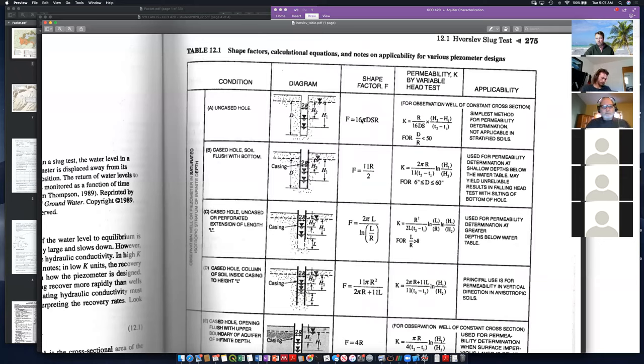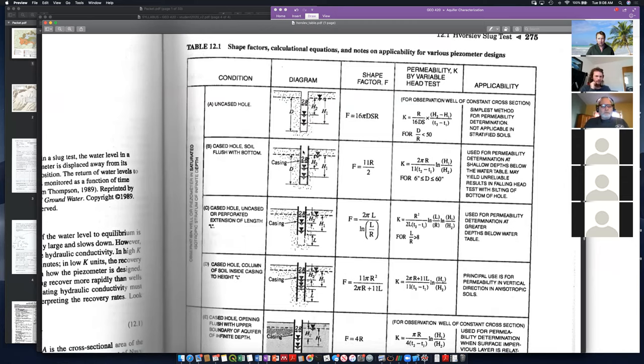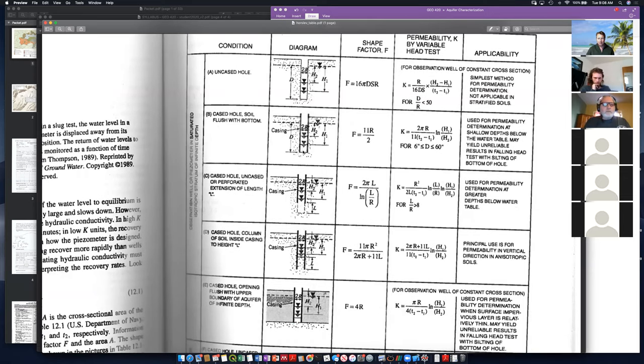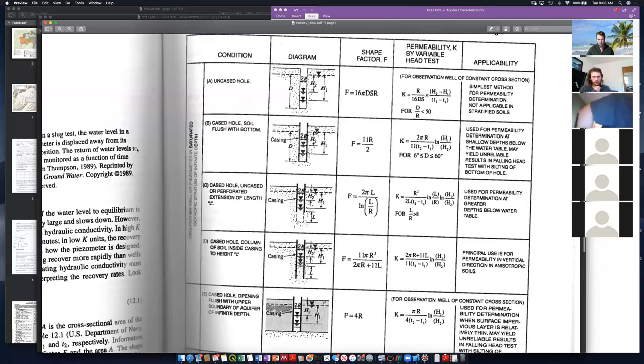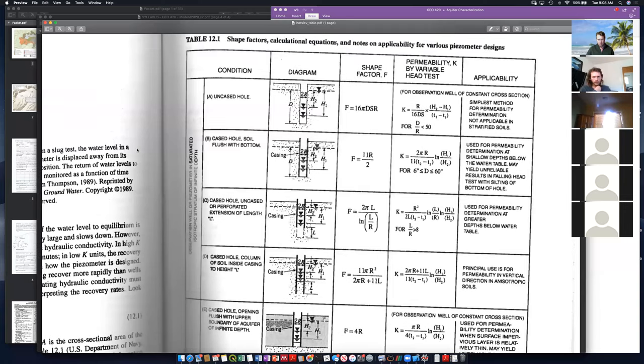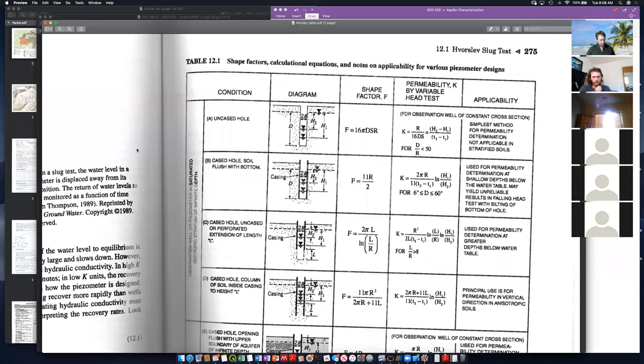All right, so in that case, the shape factor is 16 pi D S times R, where R is the radius, all right, and S, what is S? I gotta remember what S is.